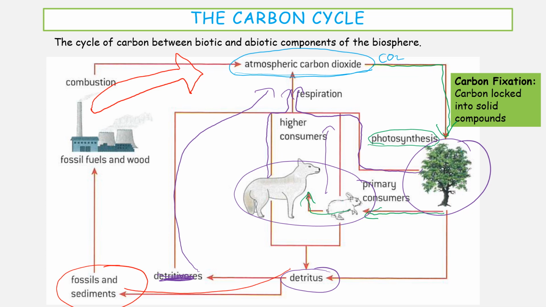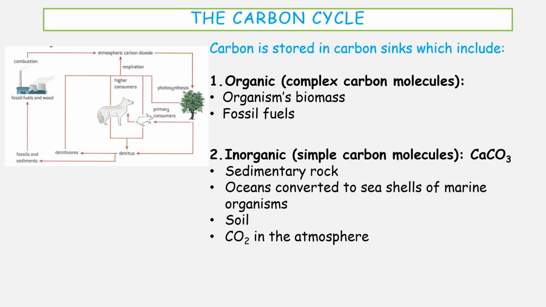So some of the key words you need to know, which I mentioned: carbon fixation is when carbon from carbon dioxide is locked into solid components, i.e. into glucose. So you need to know that carbon sinks are things that absorb carbon dioxide from the atmosphere and fix it, and this becomes part of the organism's biomass, or it could become part of fossil fuels.